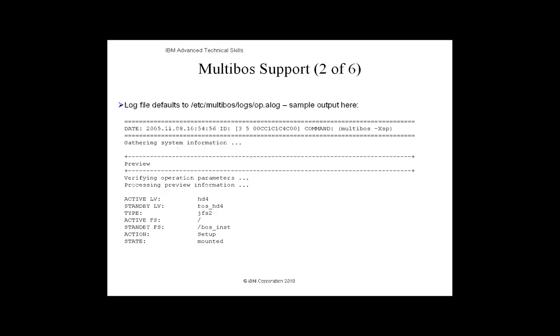The log file for multibos is in an unusual place, /etc/multibos/logs/op.alog. And it's not really an alog file. It's plain text in there. So maybe they had ideas they were going to use the alog facility, but they didn't. You can look at this log while the process is going on. You'll see active file system root, standby file system /bos_inst. And you will see that prefix bos_inst on all the file systems that are created in the standby copy.